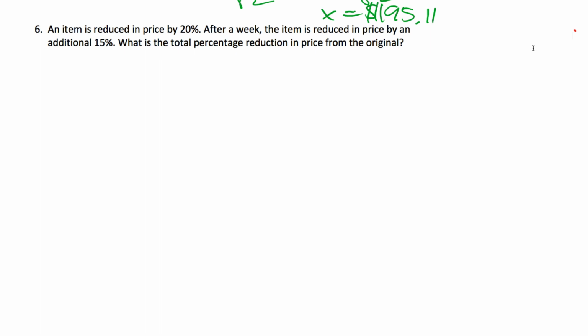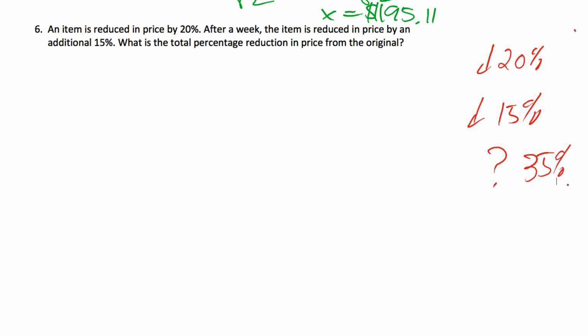And one final question. We have an item that's reduced in price by 20%, and then after a week the item is reduced in price by another 15%. What is the total percent reduction in price from the original? So when you look at this question, you see we go down by 20%, and then later we go down by 15%. And I guess the question would be, does that mean that our final item has been reduced by 35%? Can we just add the two percentages to get the percent reduction if we have two separate price reductions? So let's work this out and see if that is the case or isn't the case.